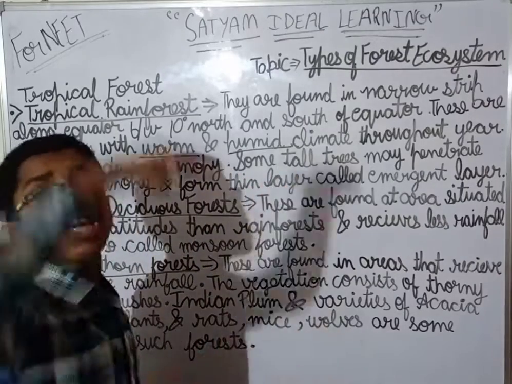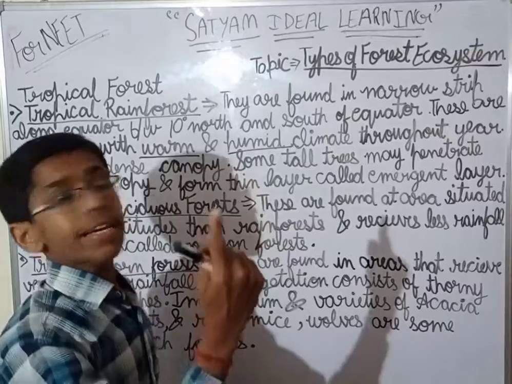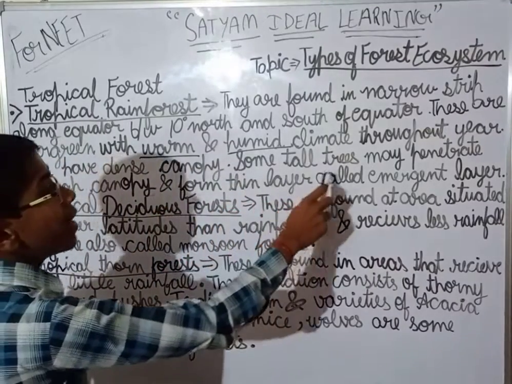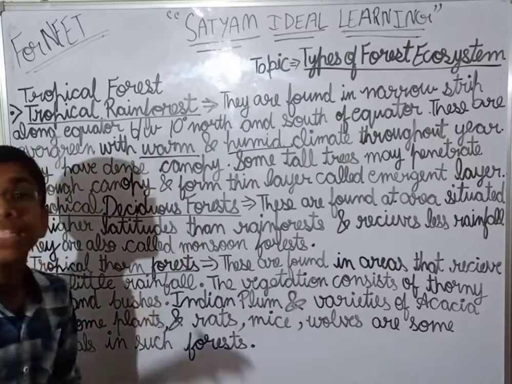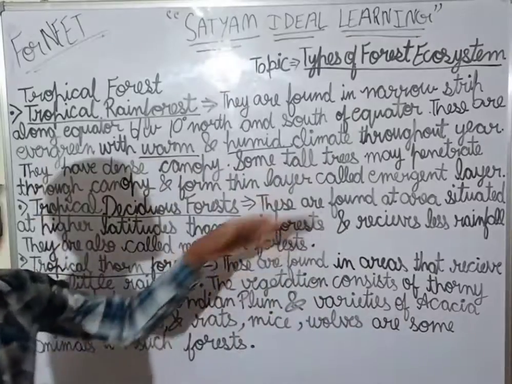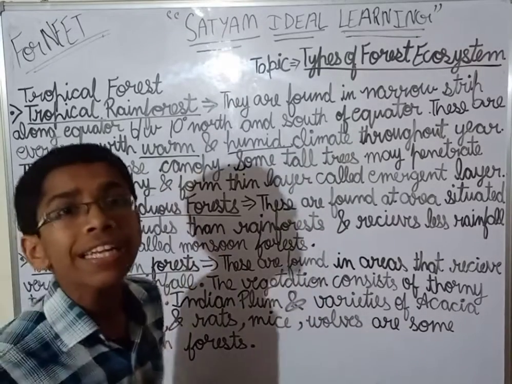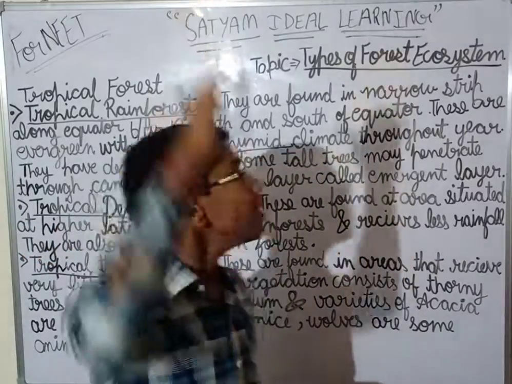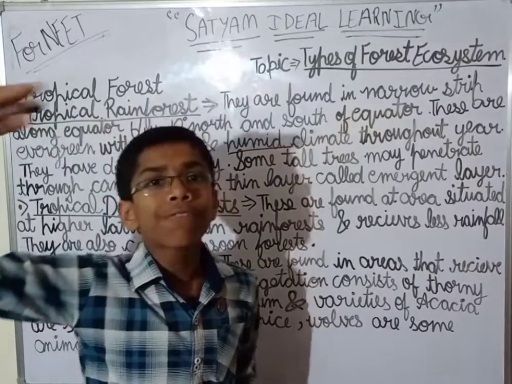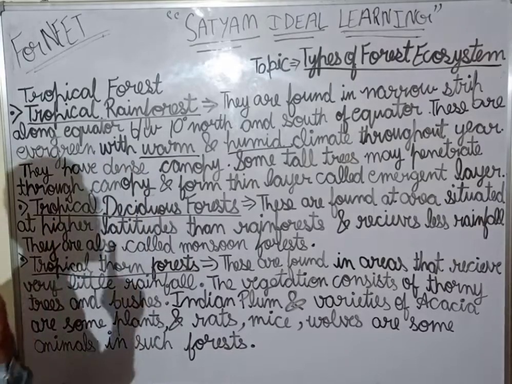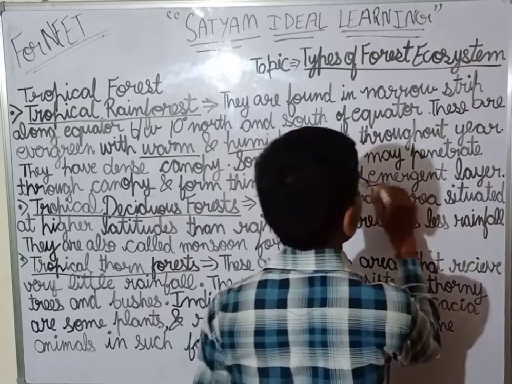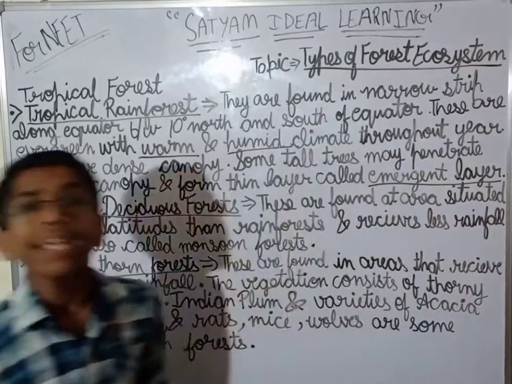There are some tall trees which may penetrate through the canopy and form a thin layer called the emergent layer. The emergent layer is above the canopy layer. Why is it above the canopy layer? Because there are some tall trees which penetrate through the canopy layer and form a layer above it, and that layer is known as the emergent layer. I am underlining this also, emergent layer.